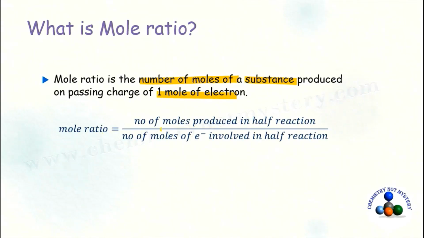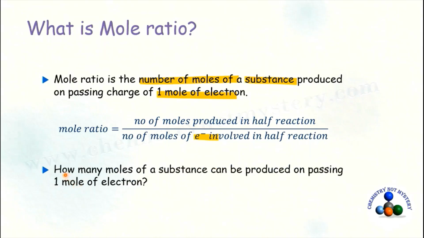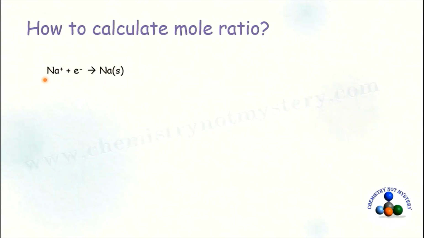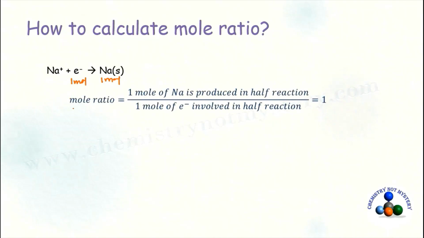To calculate mole ratio, you have to divide the number of moles produced in the half reaction by the number of moles of electrons involved in the half reaction. Actually, mole ratio gives you an idea about how many moles of a substance can be produced on passing 1 mole of electrons. Let's try to solve a few examples based on mole ratio. For example, you have to calculate the mole ratio for the given equation. In this half reaction, 1 mole of sodium is produced on passing 1 mole of electron. So 1 mole of sodium is produced in the half reaction and 1 mole of electron is involved, so when you solve it, you will get 1.